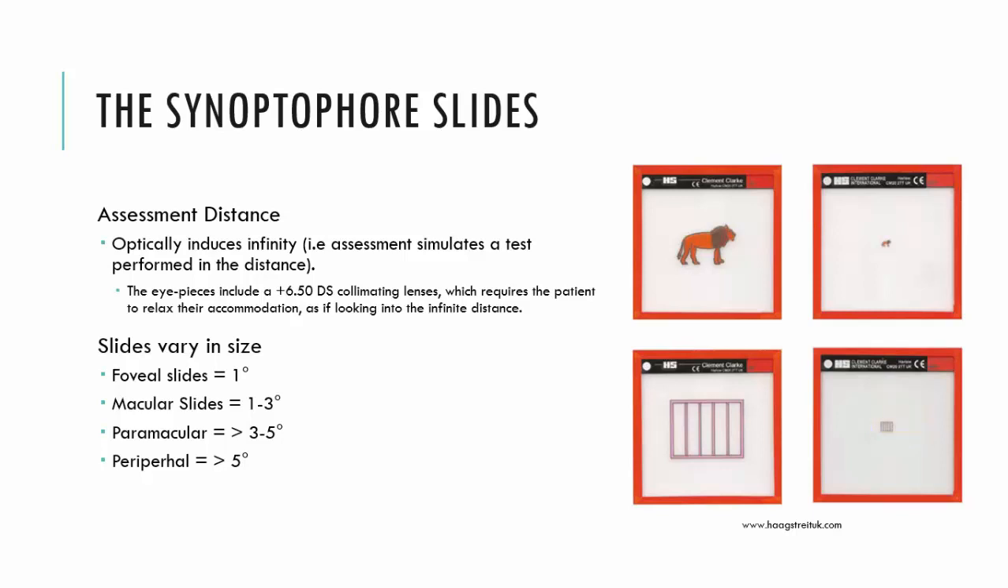And so if you're using foveal slides, you're really projecting the image only on fovea. So generally I would encourage you, if the visual acuity is good, to always commence with foveal slides and then move up to larger slides if required.